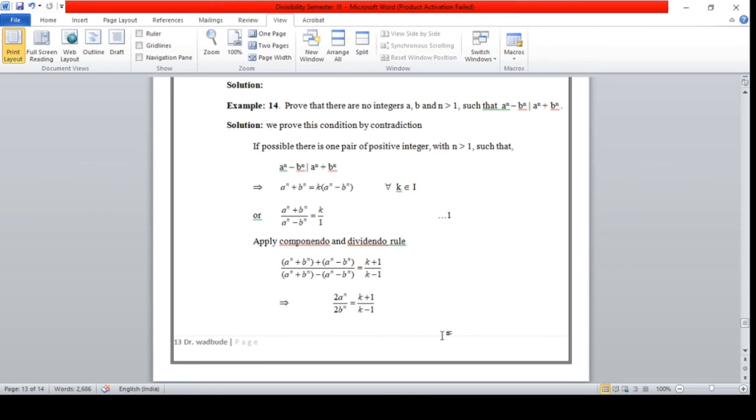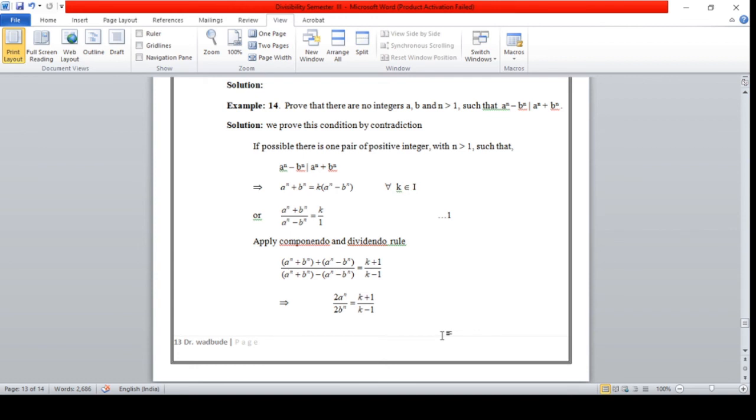By definition of divisibility, a raised to the power n plus b raised to the power n is equal to k times a raised to the power n minus b raised to the power n, for some k, an element of integers. K is an integer. This implies a raised to the power n plus b raised to the power n upon a raised to the power n minus b raised to the power n is equal to k upon 1. This is equation number 1.